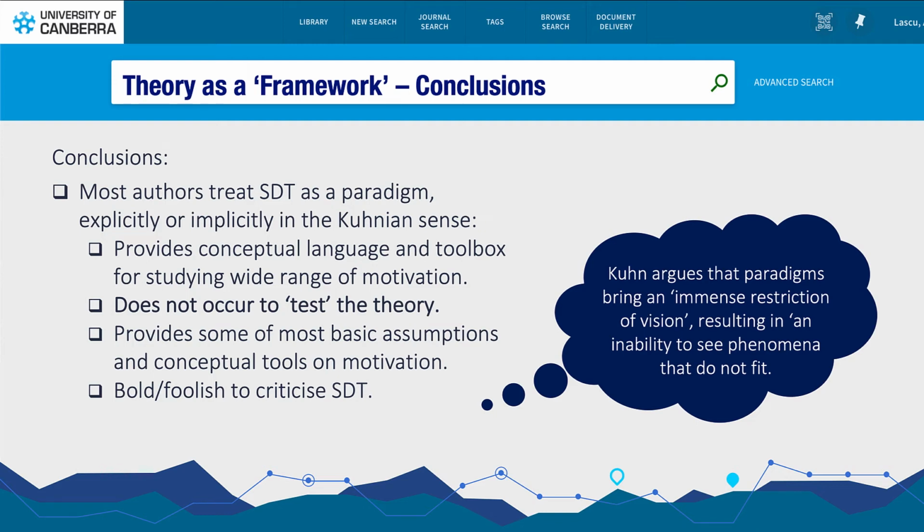And so it's really difficult to test the theory when it's so well ingrained, and it's so much easier to get your work out there if it aligns with something this well established. Kuhn actually argues that paradigms bring an immense restriction of vision, so it results in an inability to see phenomena that do not fit. I think that was very clear in the way that they explained anomalies.